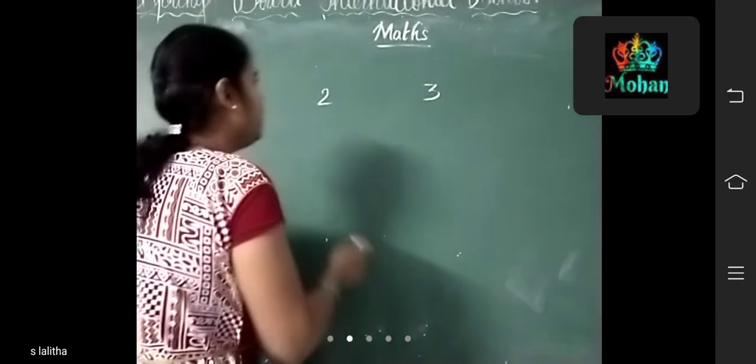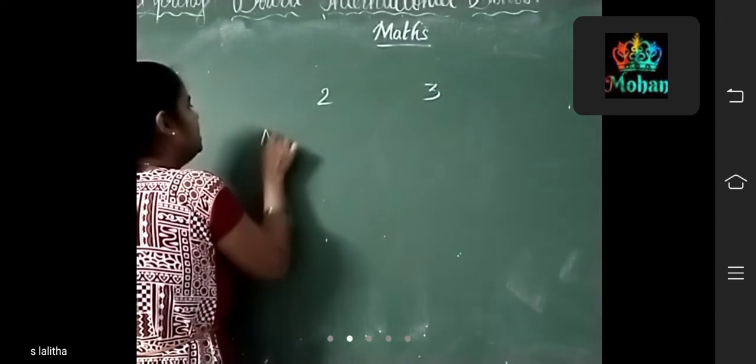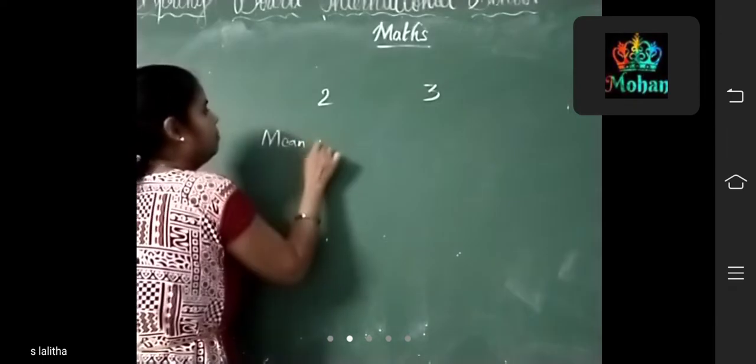So how to find them? The method name is the mean method. What is that method?